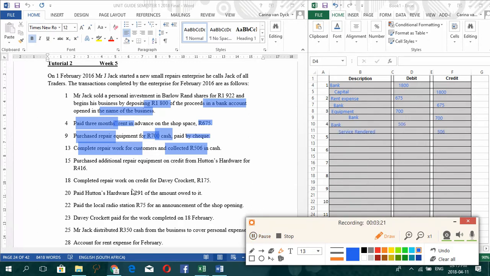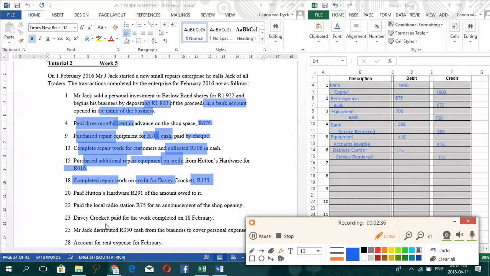The fifth transaction says purchase additional repair equipment on credit from Hutton's Hardware for 416 Rand. Your equipment is going to increase on the debit side and then your accounts payable is going to be increasing on the credit side with 416. The sixth transaction says completed repair work on credit for Davy Crockett for 175 Rand. This means that your debtors control is going to increase with 175 Rand and then your service rendered is going to be increasing on the credit side for 175 Rand.